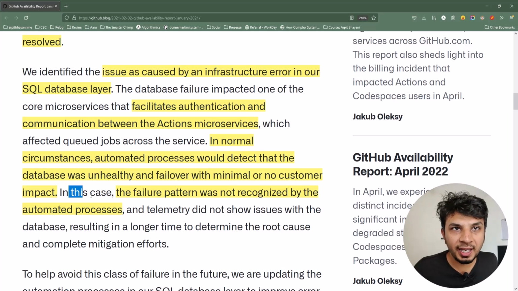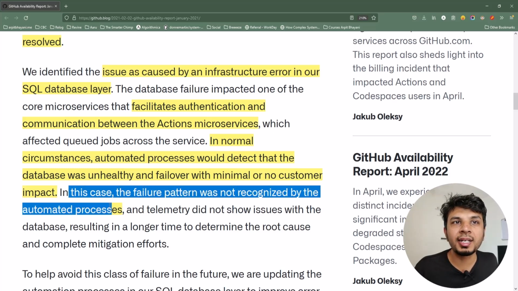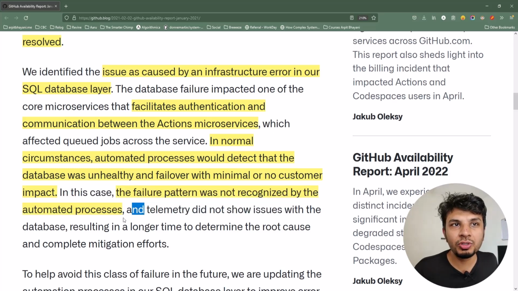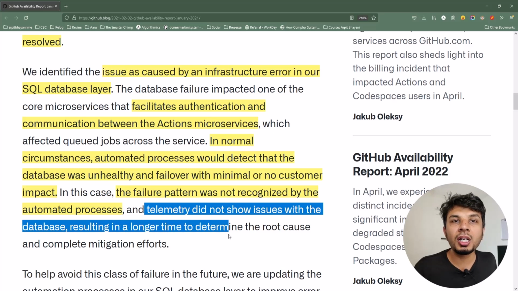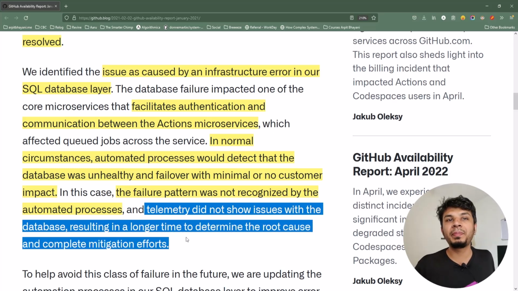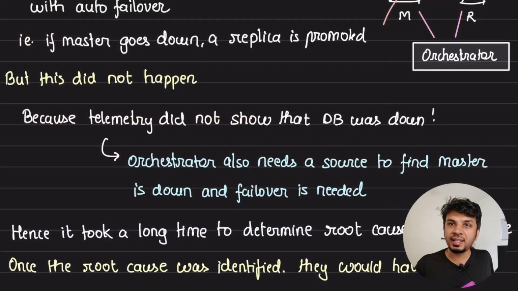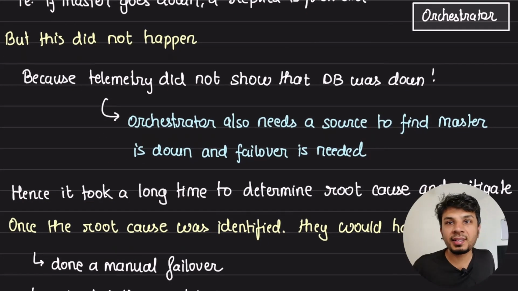What it says, in this case, the failure pattern was not recognized by the automated processes, and telemetry did not show any issues with the database, resulting in a longer time to determine the root cause and complete mitigation efforts. So this is a classic case where your database is down, but your telemetry is not showing it, and this is common. This is indeed common, where the automation that you may have written might not be capable of detecting this failure because it might be trained on some particular patterns, but not on this pattern.